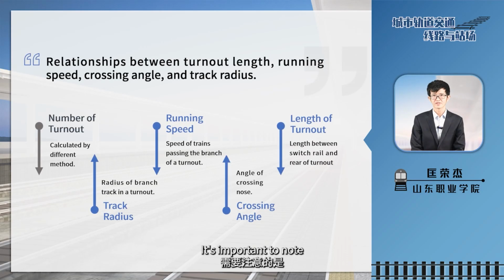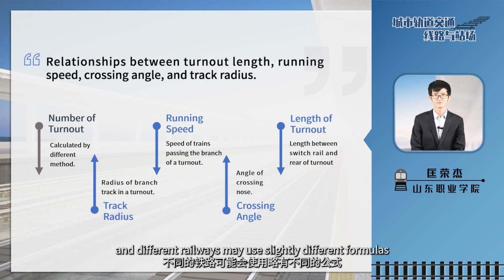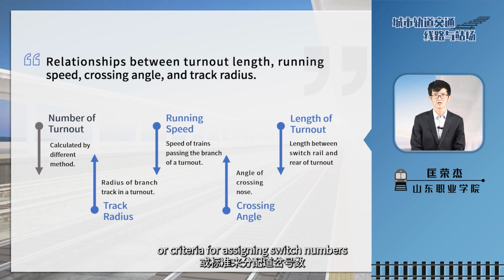It's important to note that using the formula is a rough approximation, and different railways may use slightly different formulas or criteria for assigning switch numbers. Additionally, other factors such as the length of the switch and the angle of the curve may also be considered when designing and identifying railway switches.